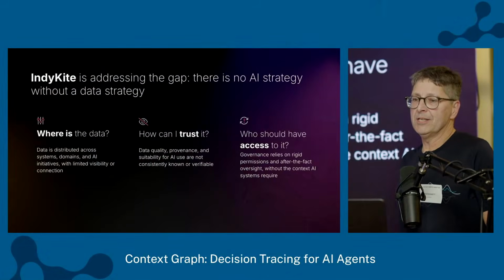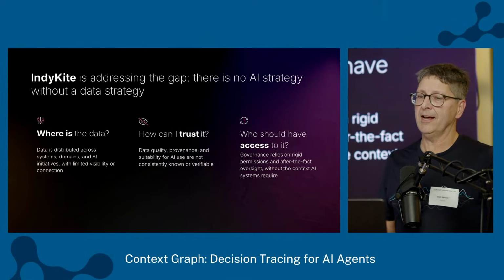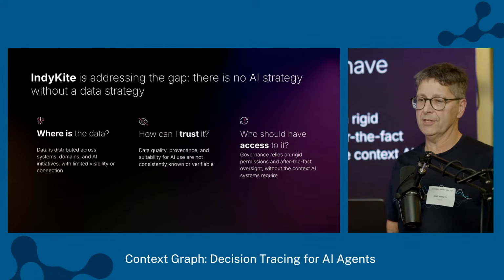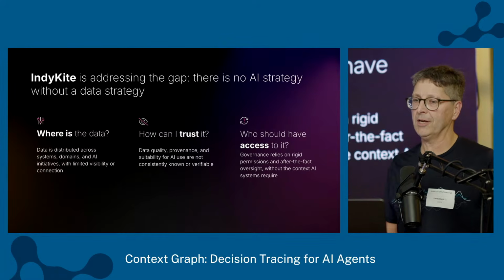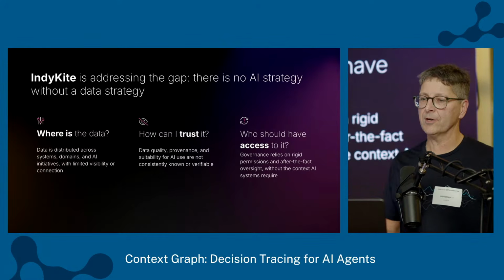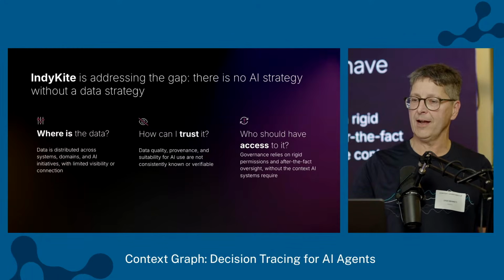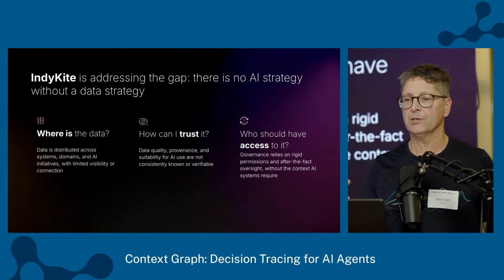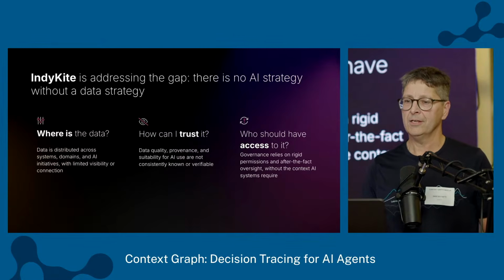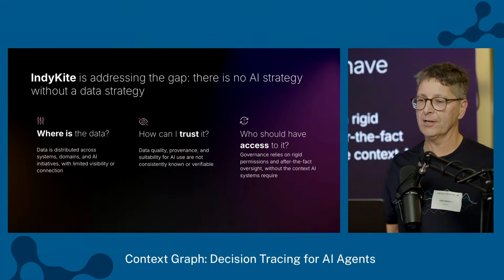At Indykite, we see context graphs not as a nice-to-have, but as the control plane for the agentic enterprise. Without it, safe deployment is not possible. Agents need grounded, traceable decisions to handle complexity. We're bridging the gap by embedding trust directly into the graph: real-time authorization, provenance, identity verification, and fine-grained access control.